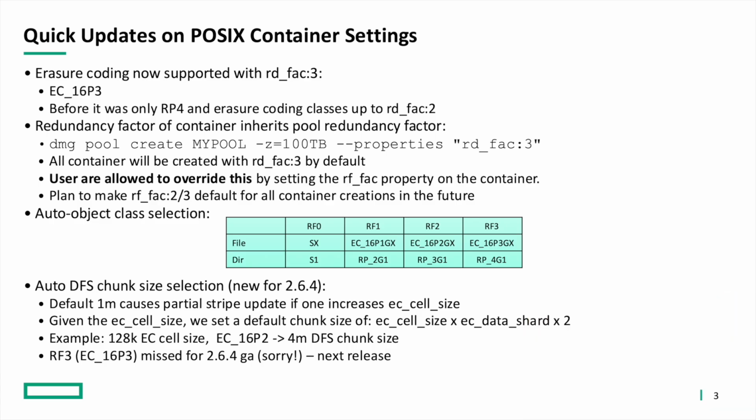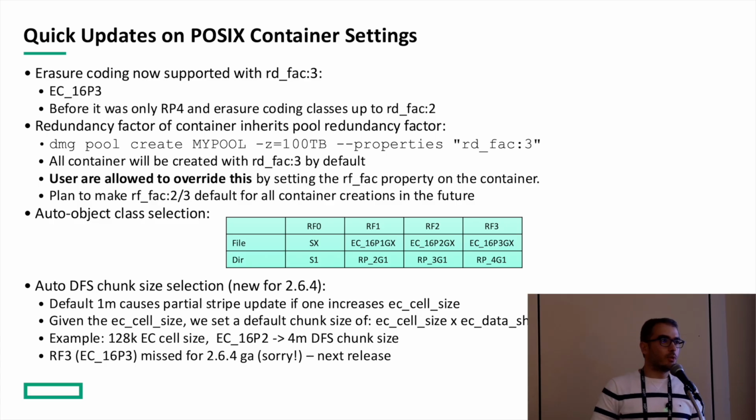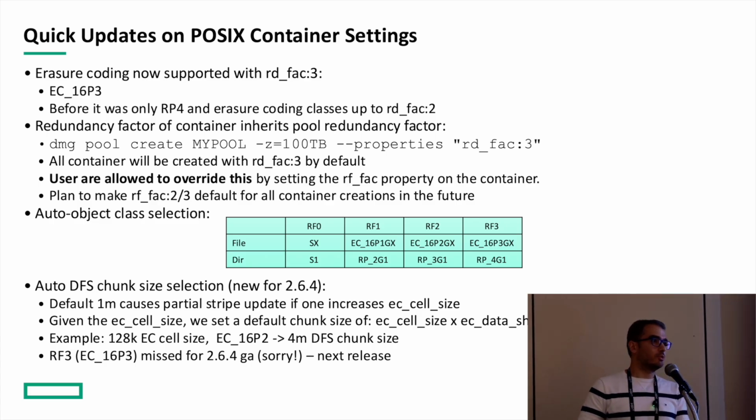But we added RF3 support for containers. We have RF3 support from before, but we didn't have erasure coding settings for RF3 for files and objects. So we added that. So we have 3 parity EC, for example, 16p3, 8p3, and so on. That's actually now what we want to recommend users to use, especially on a large system like Aurora, for example. And we're making that the default setting.